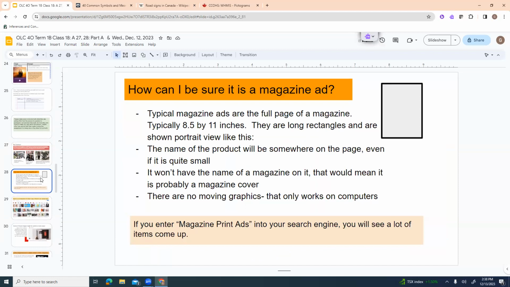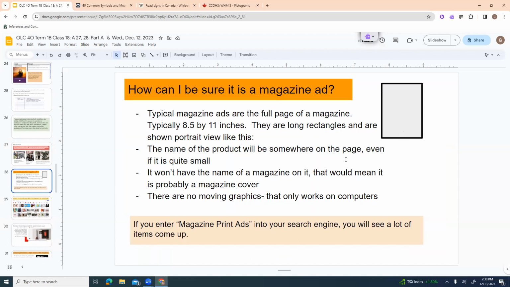How can you be sure that it is a magazine ad? Typical magazine ads are the full page of a magazine. They'll look something like this long rectangle, okay? They're around 8 by 5 or 11. They're not all the same size, right?